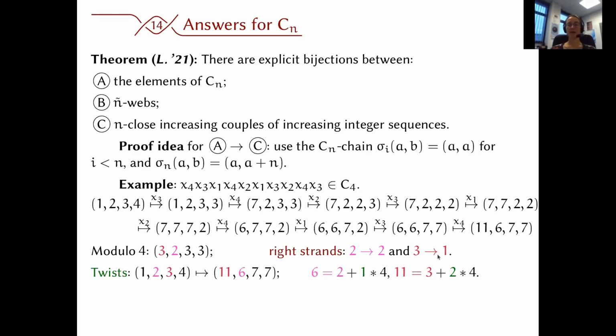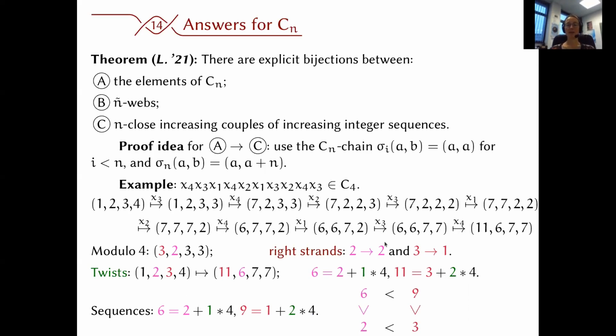And to get this twist, or these winding numbers, you need to look at the corresponding numbers. So the corresponding number to the 2 will be 6, and to 3 will be 11. 6 is 2 plus 1 times 4. It means that there was 1 winding in the story. 11 is 3 plus 2 times 4. It means that the winding number is 2.